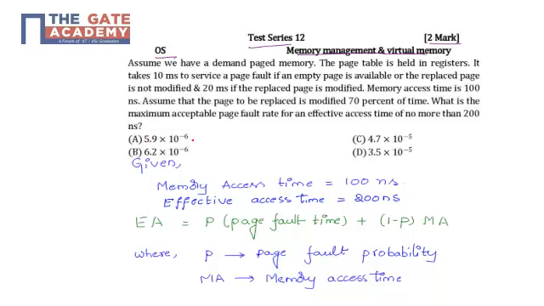Option A 5.9 into 10 power minus 6. Option B 6.2 into 10 power minus 6. Option C 4.7 into 10 power minus 5. Option D 3.5 into 10 power minus 5.